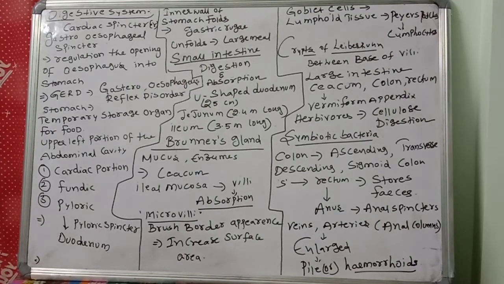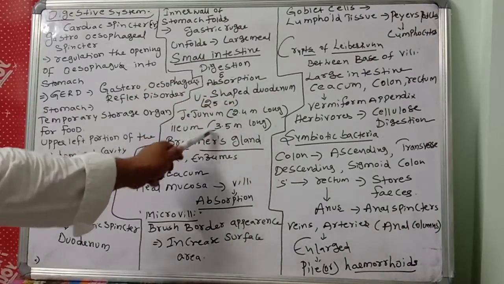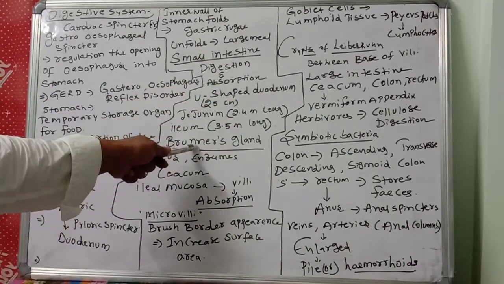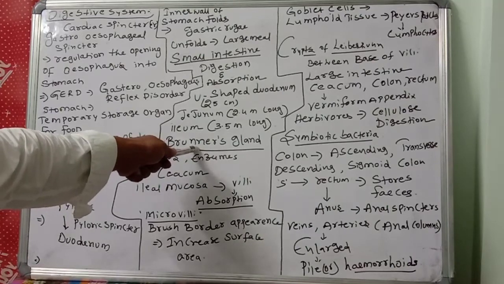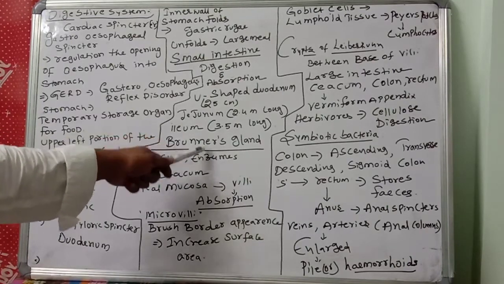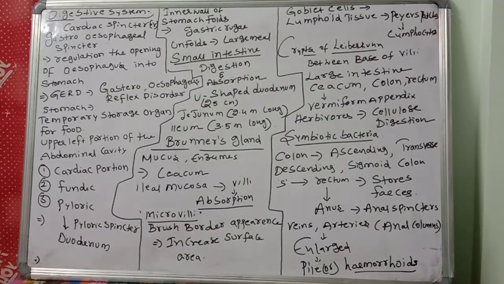Now there is another important thing, the wall of the duodenum. The wall of the duodenum consists of some glands, Brunner's glands. What is the use of Brunner's glands? They secrete mucus and enzymes. So the wall of the duodenum consists of Brunner's glands, which secrete mucus and enzymes. Mucus and enzymes, that is important.